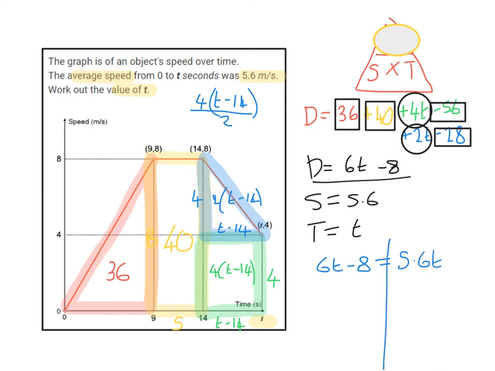I'm just doing a little balance method now. So if I take away 5.6t from both sides, I end up with 0.4t over here, take away 8 is equal to 0. There's nothing left on this side. Add 8 to both sides. 0.4t is equal to 8. Times both sides by 10. 4t is equal to 80. Divide by 4. t is equal to 20 seconds. Done.